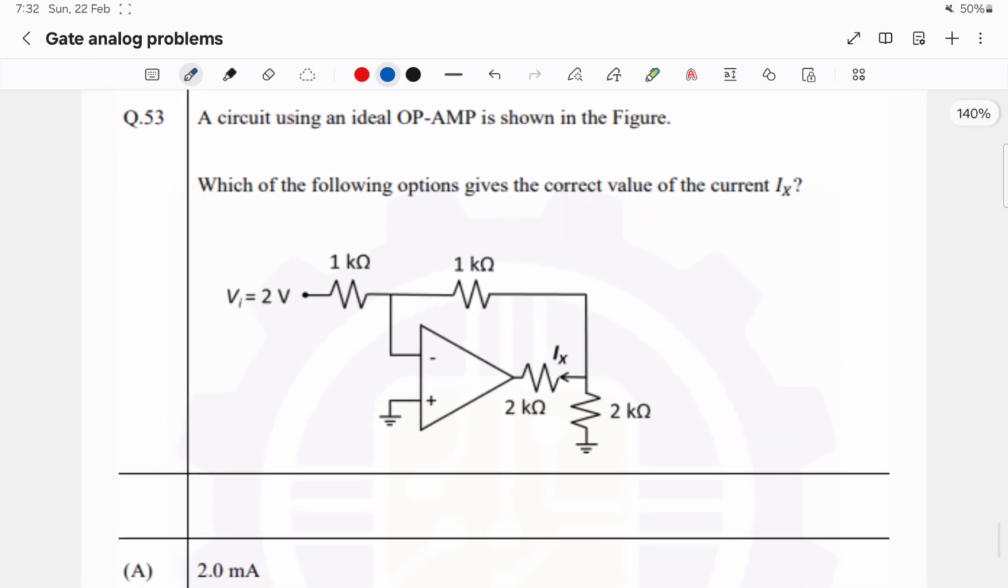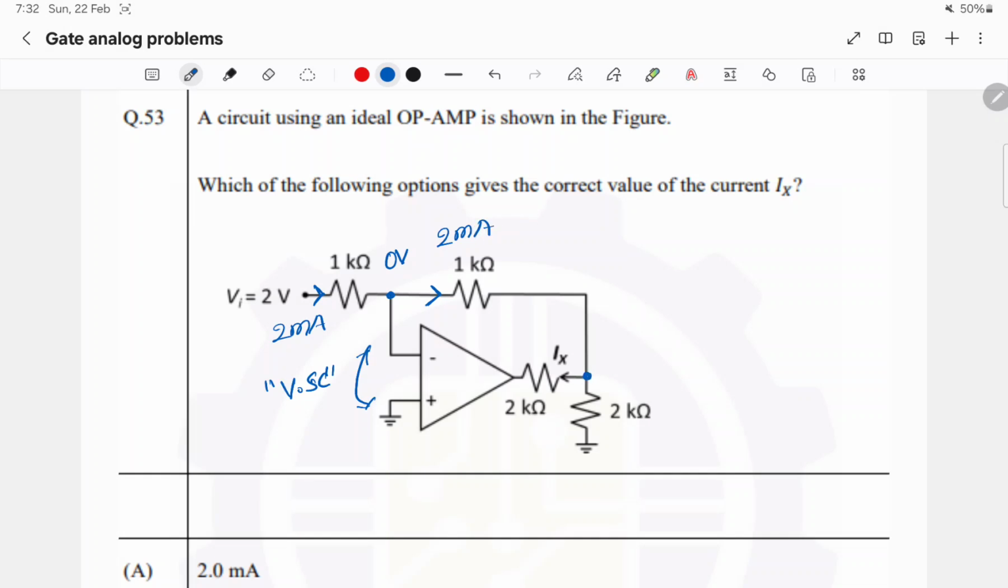And this is a simple question. We clearly see that the op amp is in negative feedback. So this will be at a potential of 0 volts, virtual short, and the current flowing in the 1 kilo ohm resistance will be 2 by 1k, which is 2 milliamps. The current flowing in this 1 kilo ohm resistance will also be 2 milliamps.